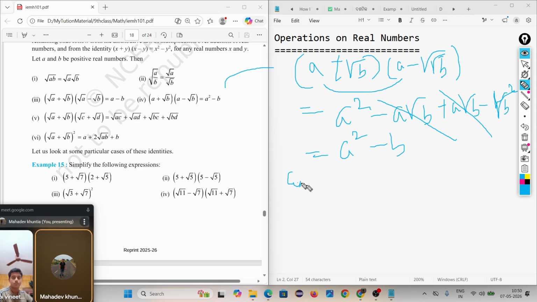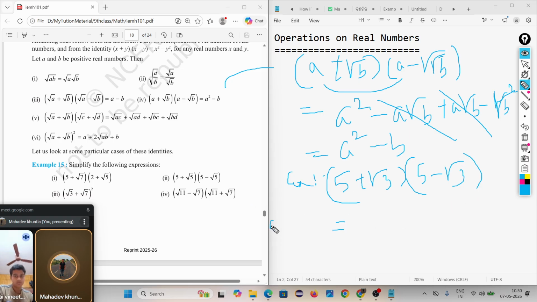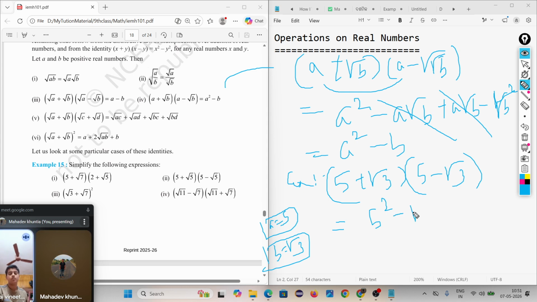I am giving you an example so you can understand. 5 plus root 3 into 5 minus root 3. Your answer will be how much? A square, here A equals 5 and B equals root 3, so 5 square minus B. It will be 25 minus 3. Your answer will be 22. You understand the identity? Yes, sir. Remember this identity. Whenever we require, we will apply it during the calculation.